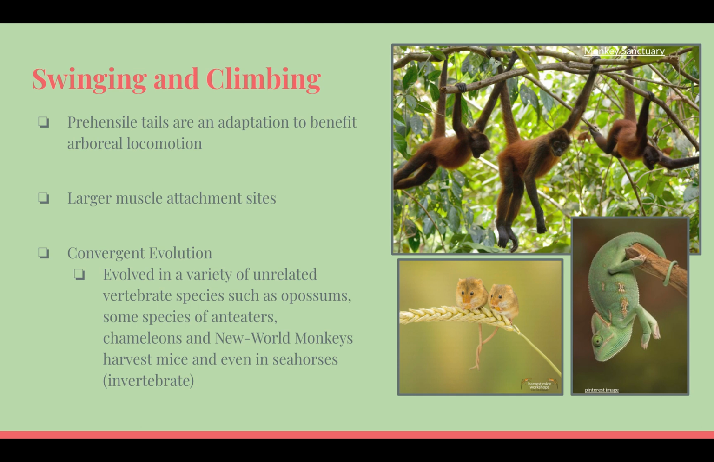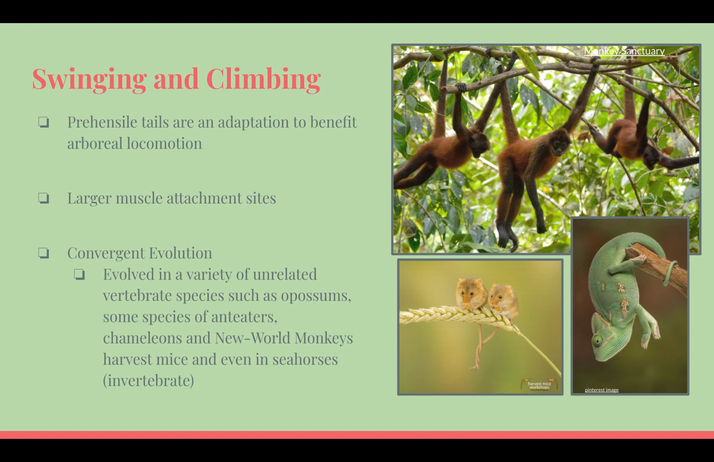Prehensile tails are an example of convergent evolution. Convergent evolution is when organisms independently find their way to the same evolutionary solution to the same environmental problem. So in this case, prehensile tails have independently evolved in 6 lineages of mammals.